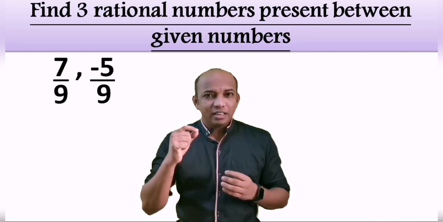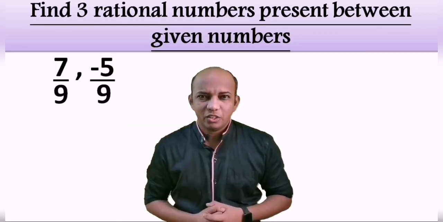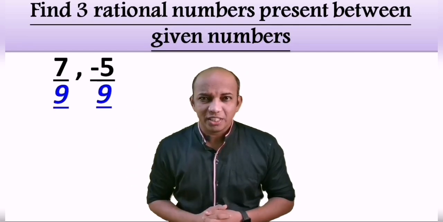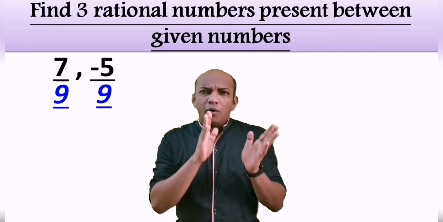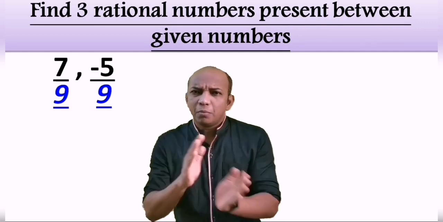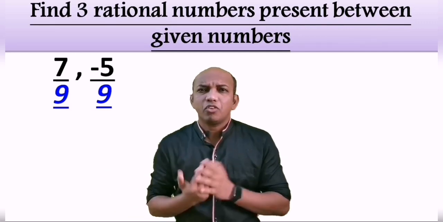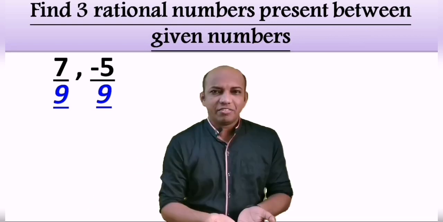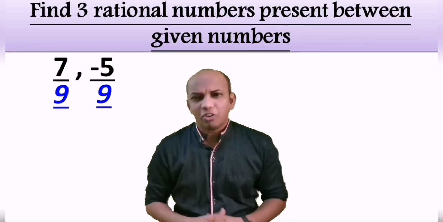7 upon 9 and minus 5 upon 9. They are like fractions because both the denominators are equal, that is 9. And now we just have to write all the numbers, or we can guess first of all which are the numbers lying between minus 5 and 7, right? And you have to choose any three of them.